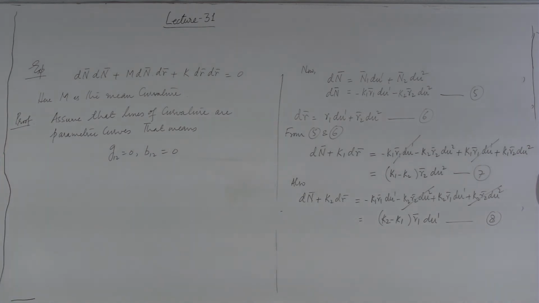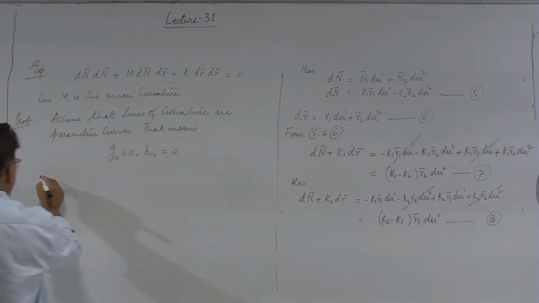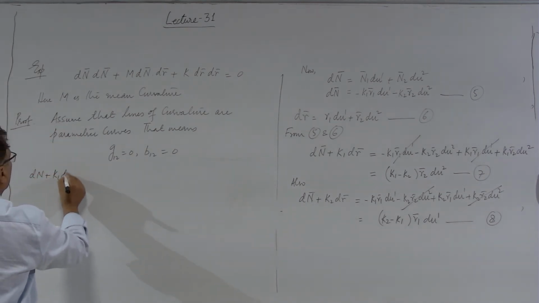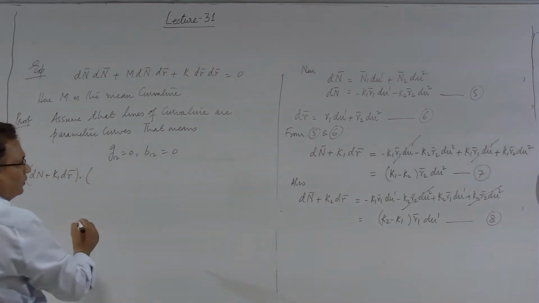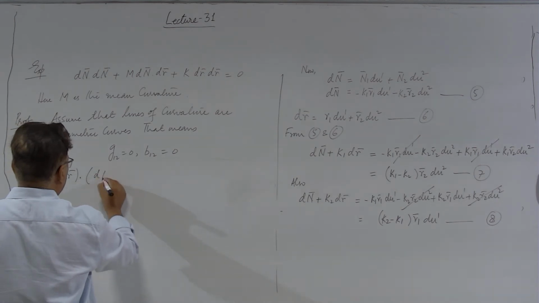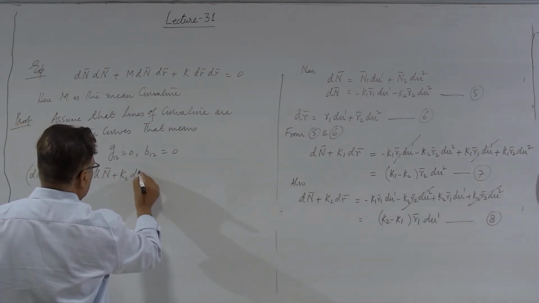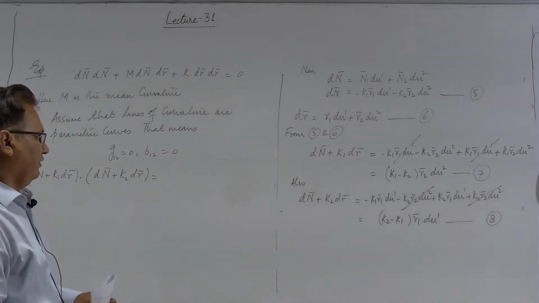So, now let us find out the dot product of these two. dn plus k1 dr, dot, these are vectors you know, dn plus k2 dr. Their expressions are available in 7 and 8.